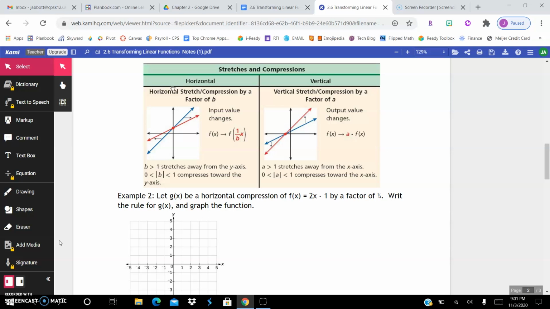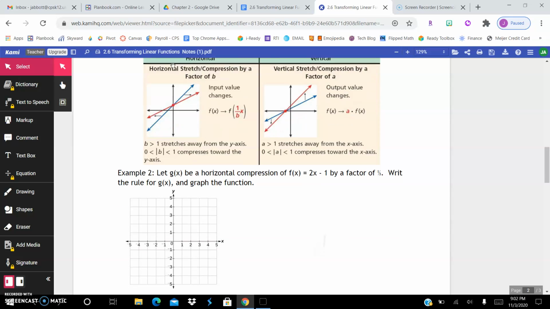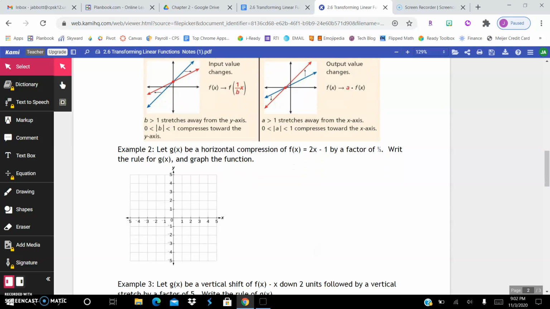And we are going to multiply x by 1 over b for that horizontal change. If it's a vertical change, then we're going to multiply whatever our factor is by our entire function. So if it's a vertical stretch and the factor is 2, we're going to take 2 and multiply our whole function by that. So a greater than 1 is going to stretch it away from the x-axis. And if the absolute value of a is between 0 and 1, it's going to compress or squeeze towards the x-axis.